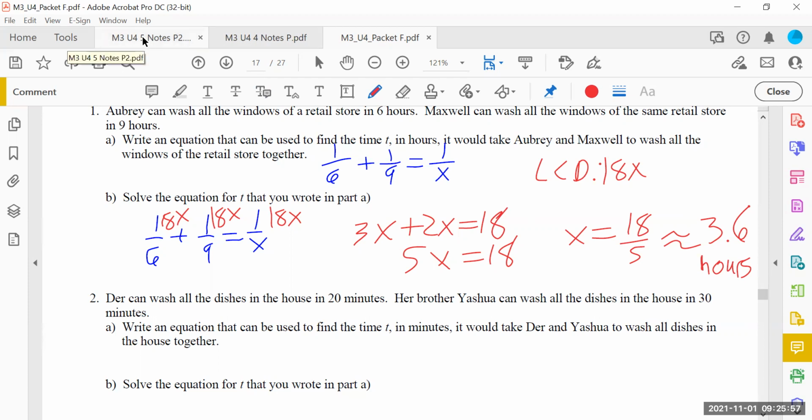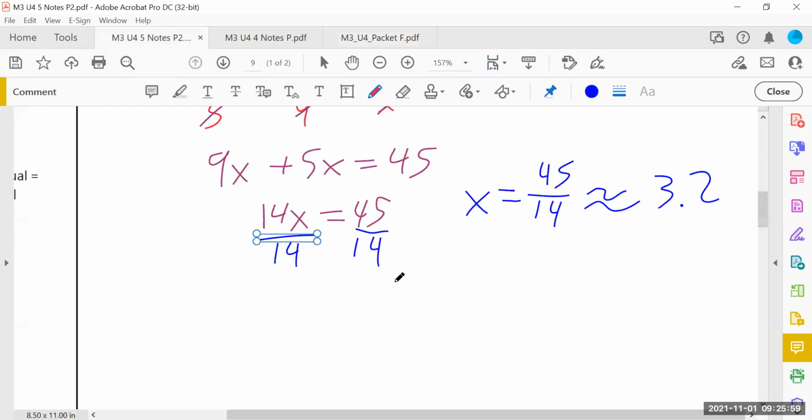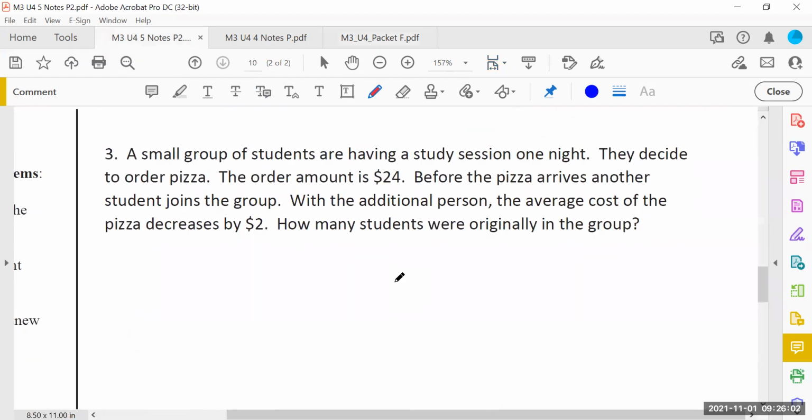So here we go. Let's look at the second page. Back to the notes. Everybody back to the notes. And let's look at our second type of word problem.